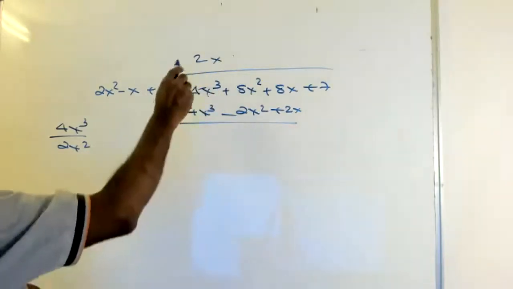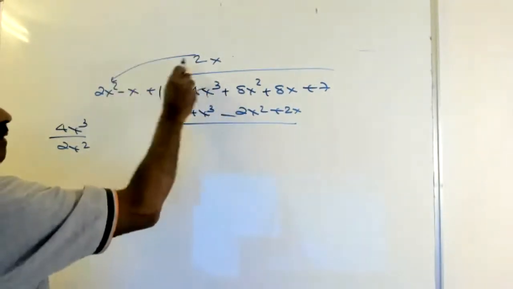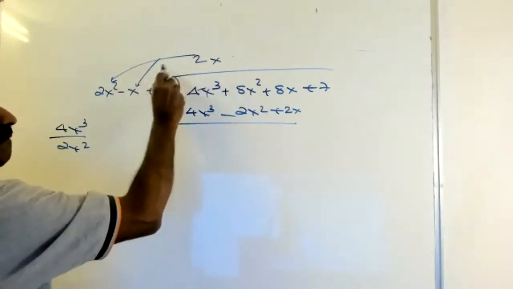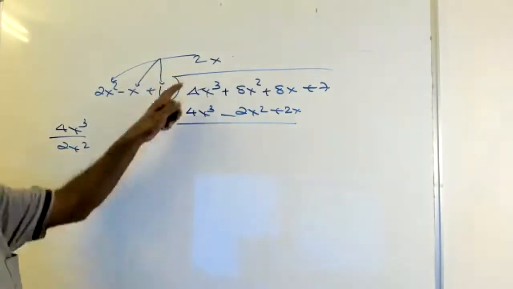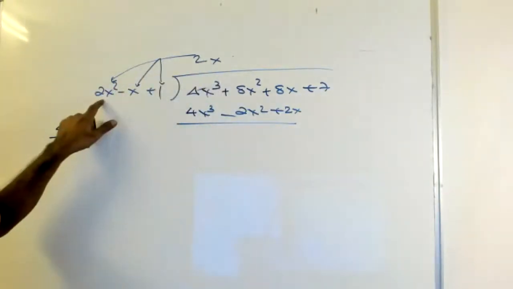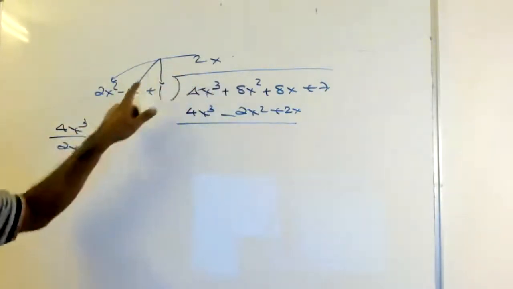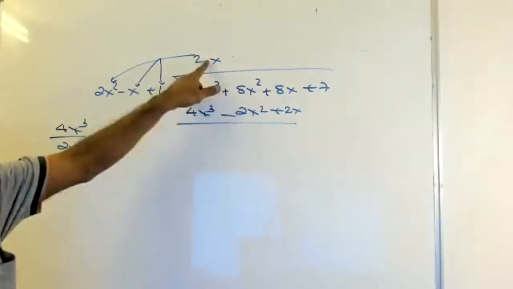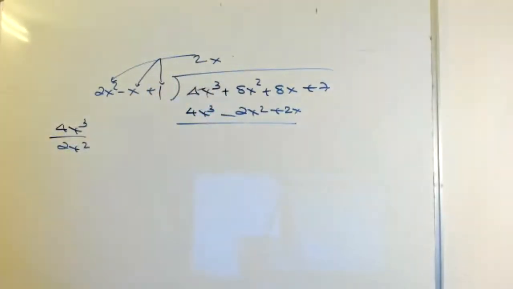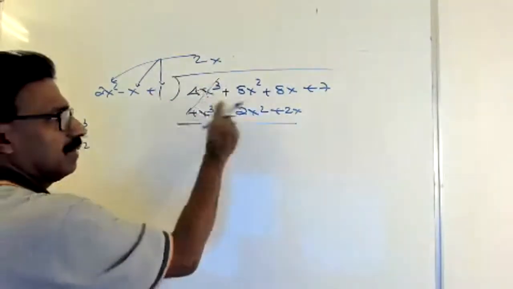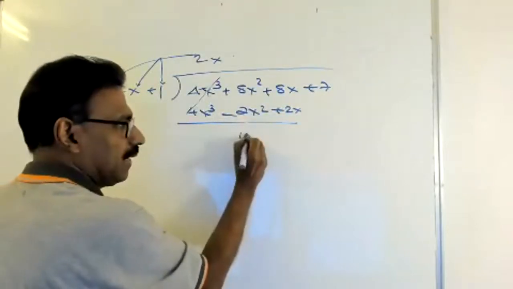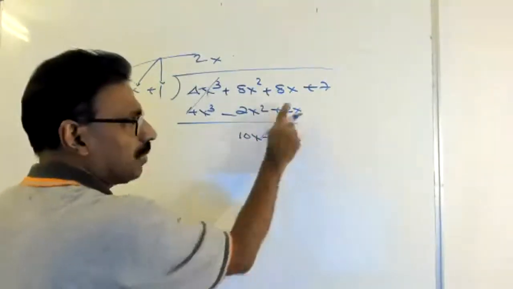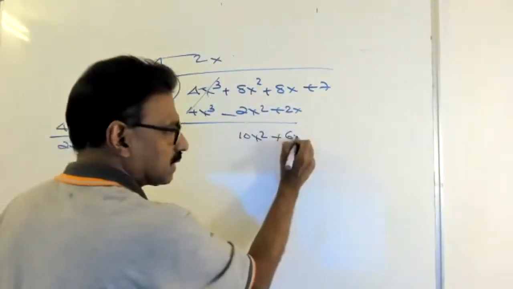See, you have to multiply. Look, this one, here. You have to multiply like this. 2x into 2x square, 4x cube. 2x into minus x, minus 2x square. 2x into plus 1, 2x. Then subtract. This becomes plus 10x square. This is normal, 8 minus 6, 6x.